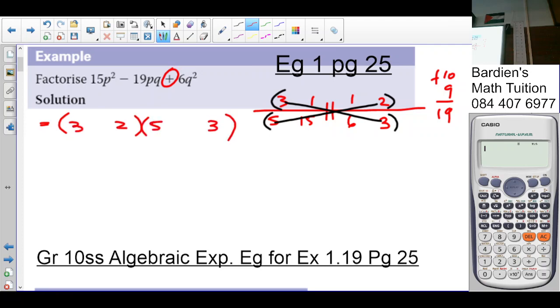What about my variables? P and P, Q and Q. What about our signs? Same sign or opposite sign? Same sign. Why? Because the last term is positive. So both is positive or both is negative.